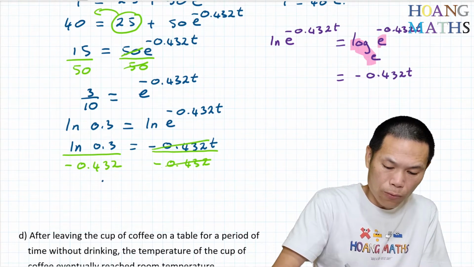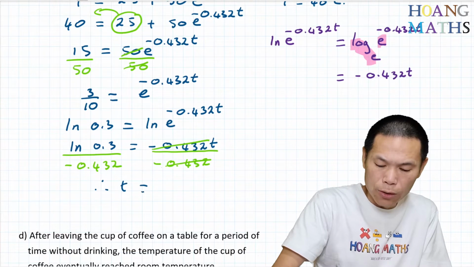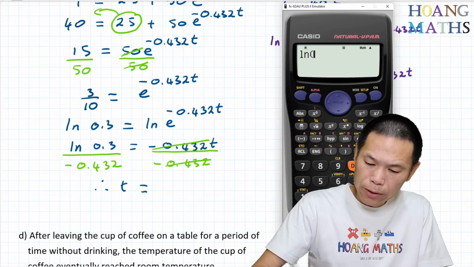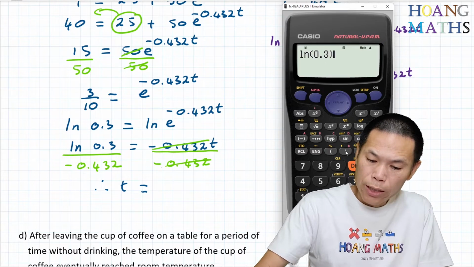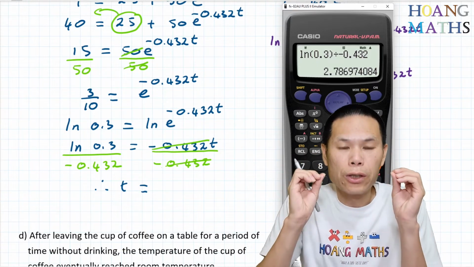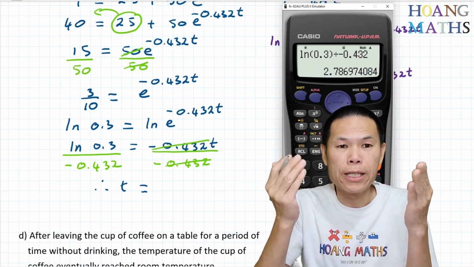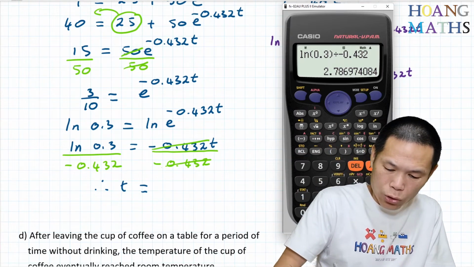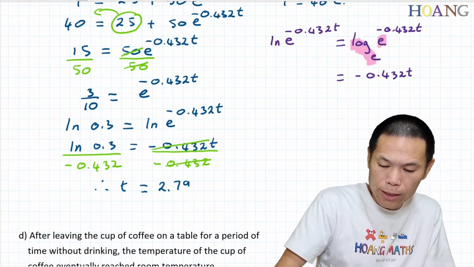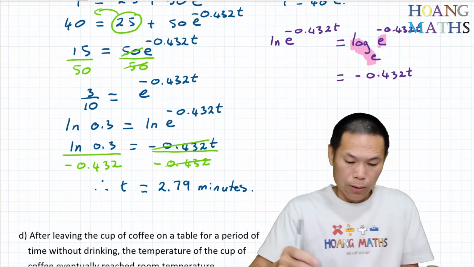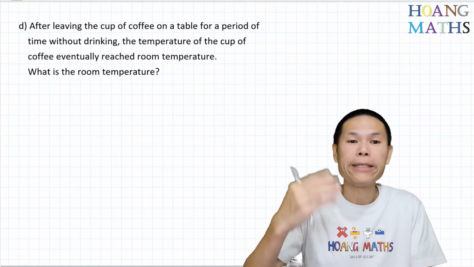So therefore, t is equal to, now just put that on a calculator. So I go ln 0.3 divided by negative 0.432. So there you go. So it's 2.79 minutes, okay? Round up to 2 decimal places. So 2.79 minutes. So there you go. Part D.